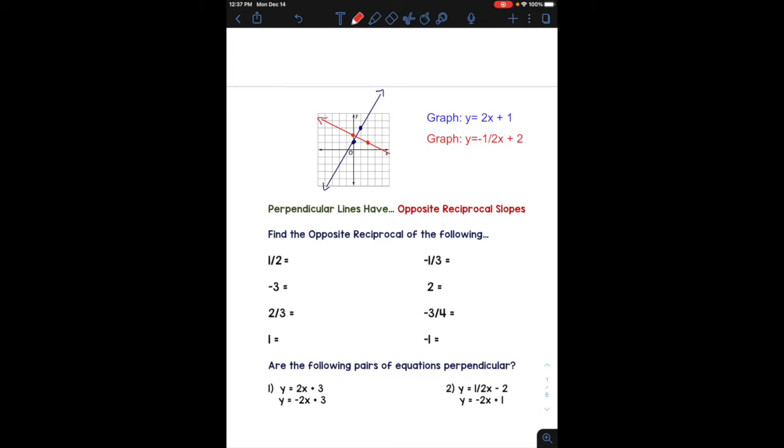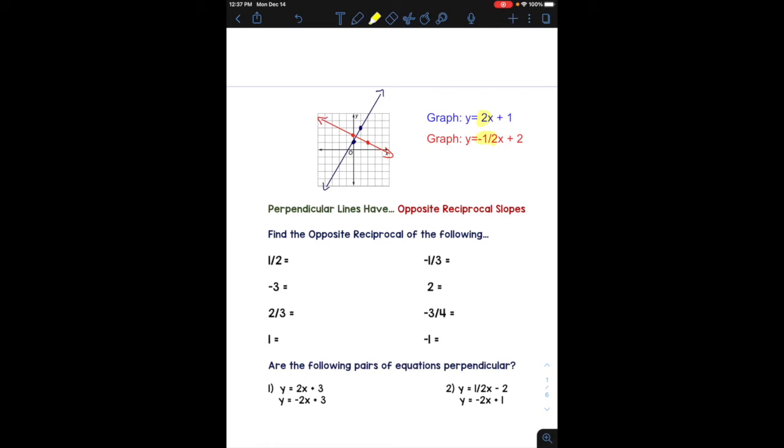As you can see, this is different than the first 2 lines we saw on the first page, because they do intersect each other. These aren't parallel lines, these are perpendicular lines. And I know that specifically because the slopes have a very special relationship.